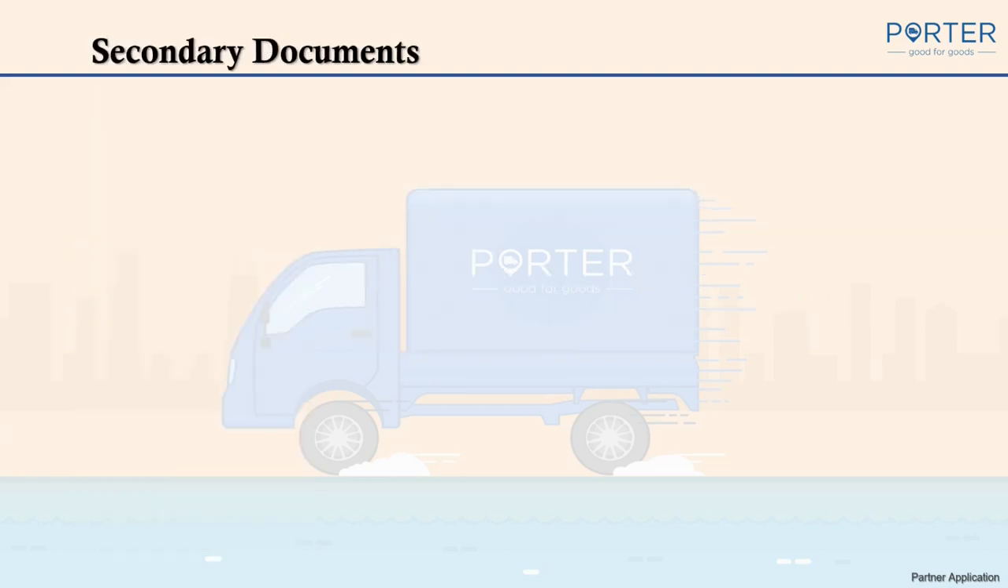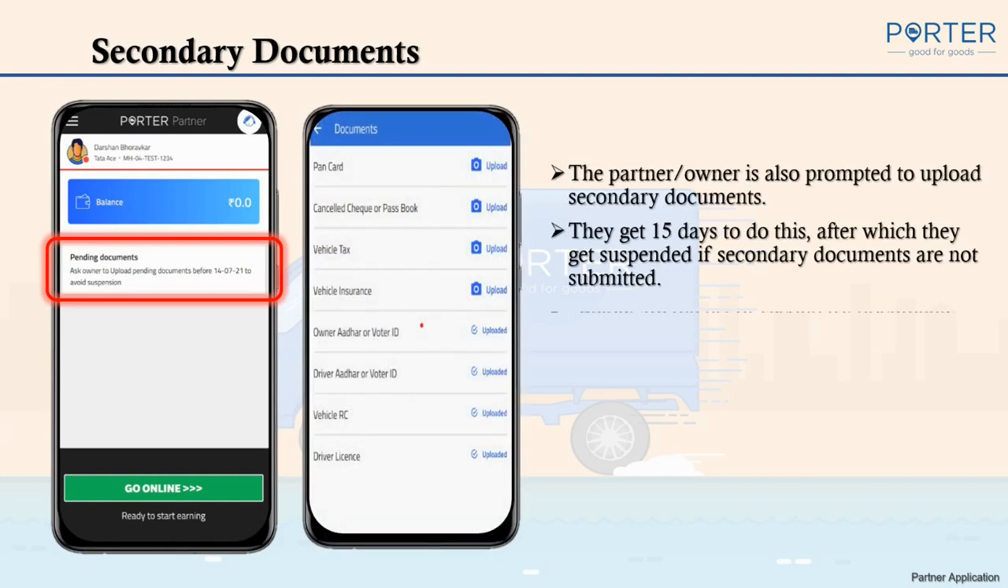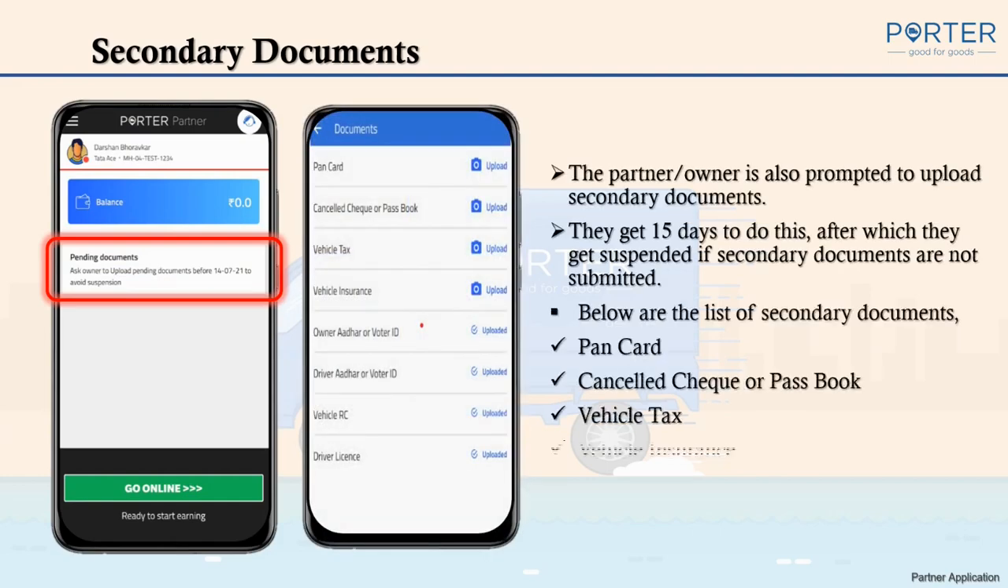After successful verification of the primary documents that were uploaded, the partner is also asked to upload a few secondary documents to ensure that the onboarding is completed successfully. The list of secondary documents that the partner needs to upload includes a photo of the PAN card, a photo of the cancelled check or his bank passbook, a photo of vehicle tax, and a photo of the vehicle insurance copy.